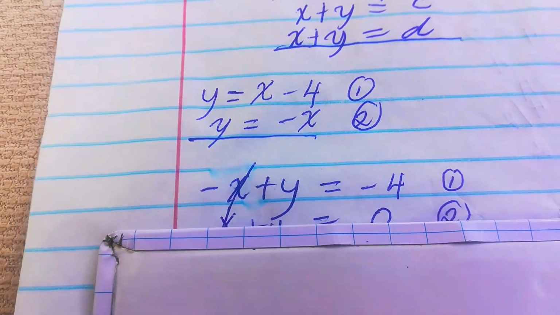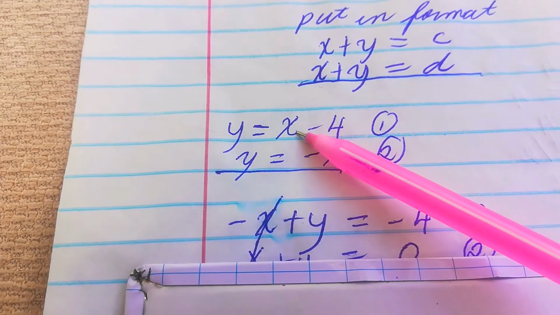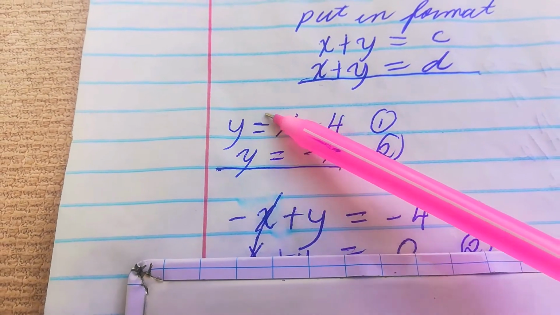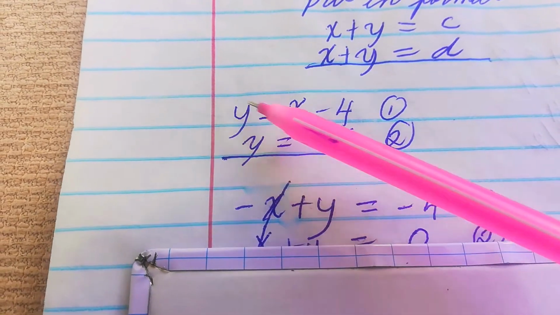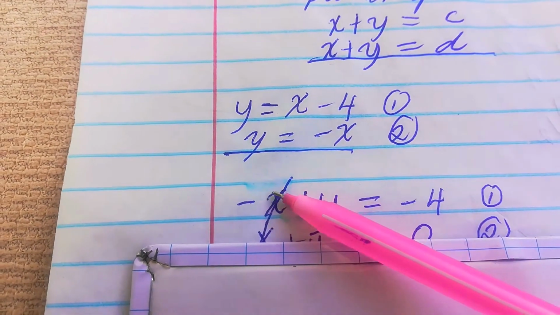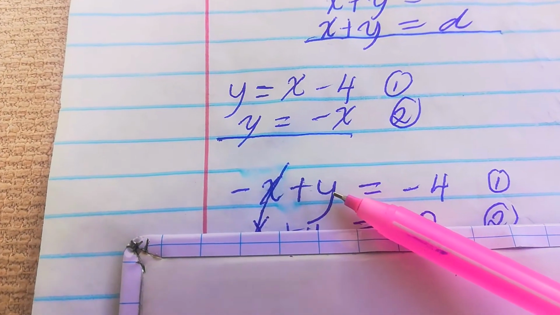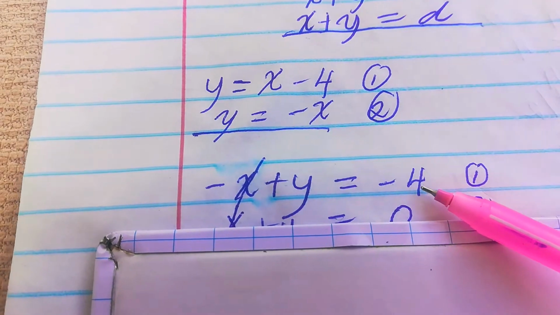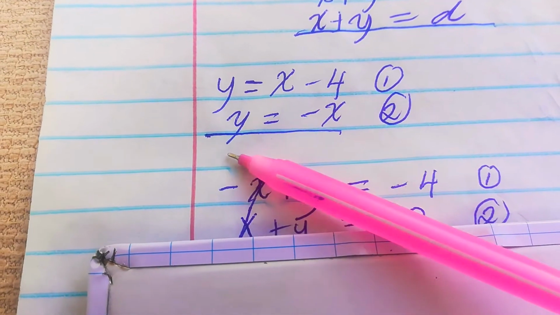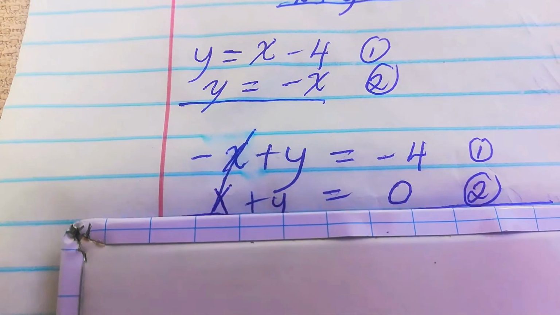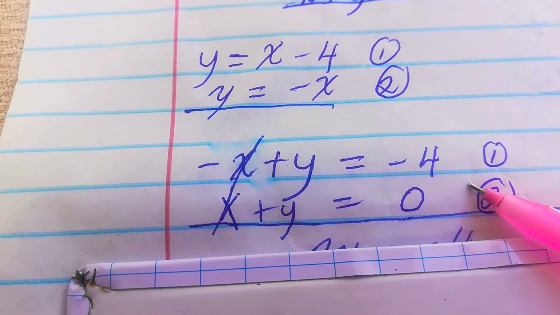So what we did was we took the x that was here and transposed it. It was positive here, and when it came over, it becomes negative. So my first line becomes negative x plus y, because the y is still positive, equals minus 4. And down here, because the x was negative, when we take it over, it becomes positive. So we end up with x plus y, and there's no solution, so we just equal it to 0.